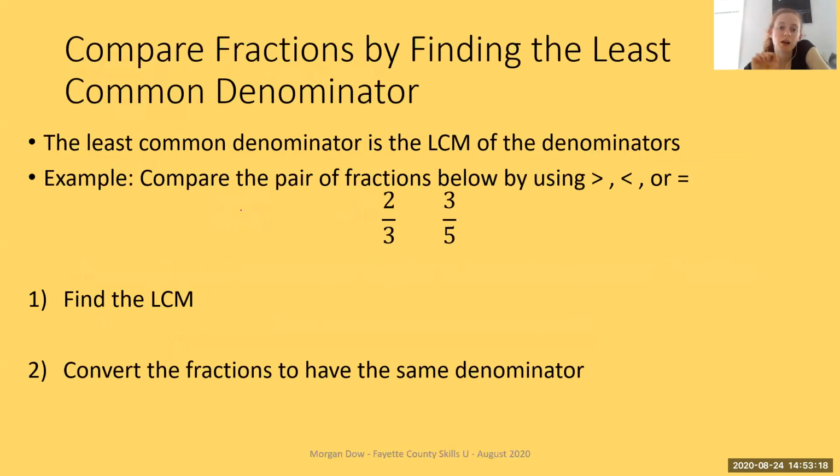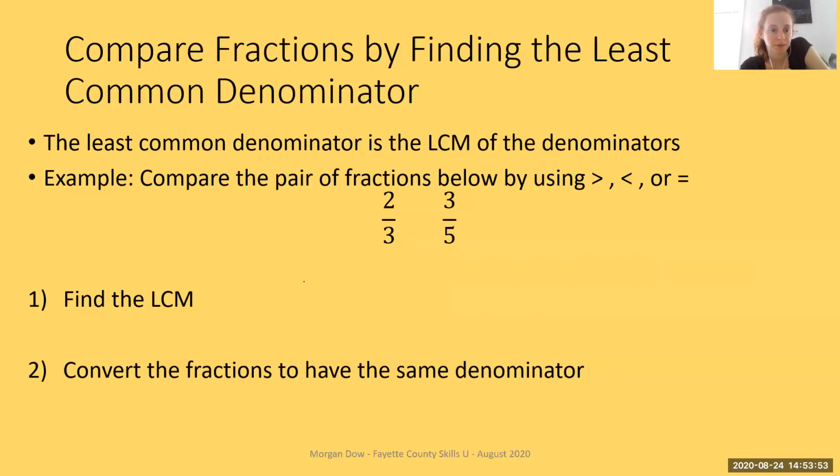So the least common denominator, when you want to find the least common denominator of a bunch of fractions, it's going to be the LCM of the denominators, the least common multiple. So I promised you we were going to be using GCF and LCM in this lesson. Here's the LCM. So for example, let's say you had a question that looked like this. Compare the pair of fractions below by using greater than symbol, less than symbol, or equal symbol. And our fractions are 2/3 and 3/5.